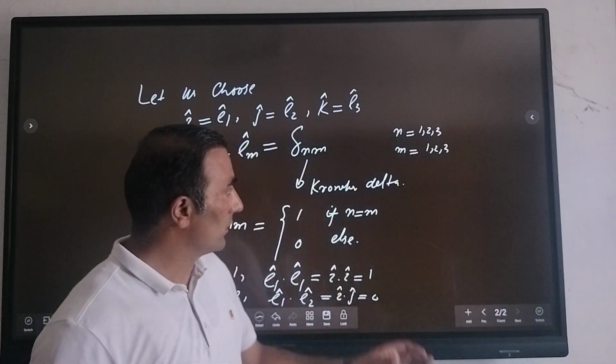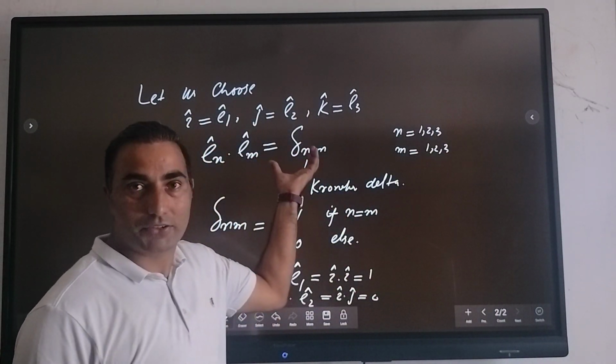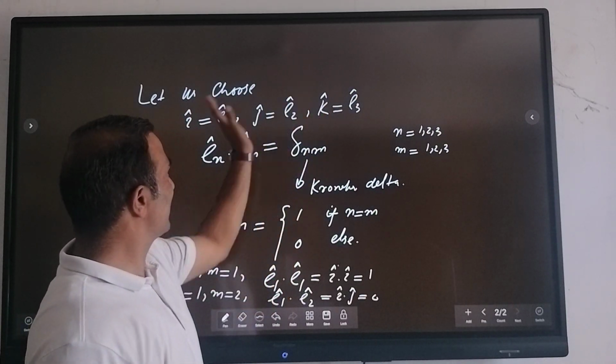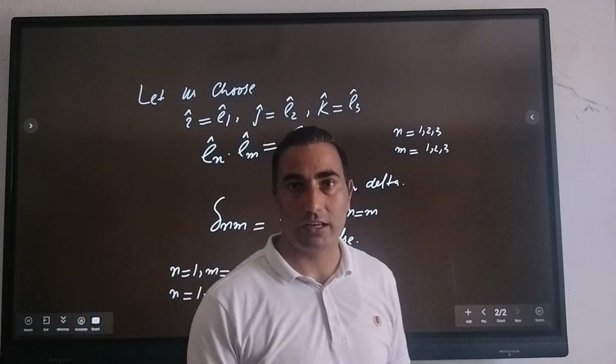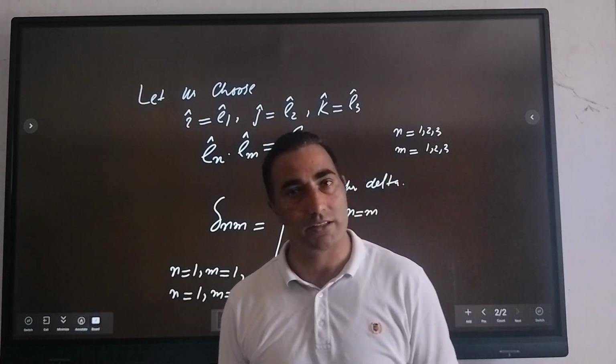So this is how you can write the orthonormality condition in some compact form. That's why I changed it from i, j, k into e1, e2 and e3. Okay.